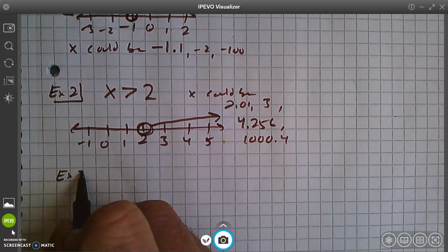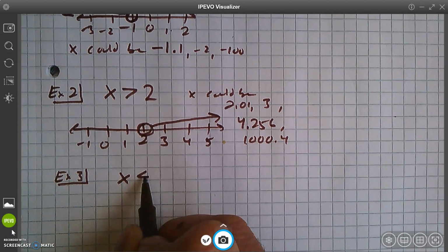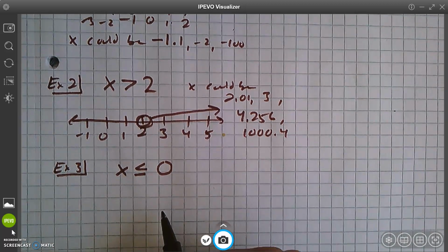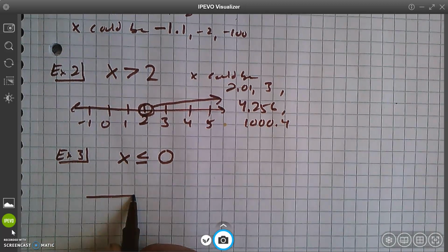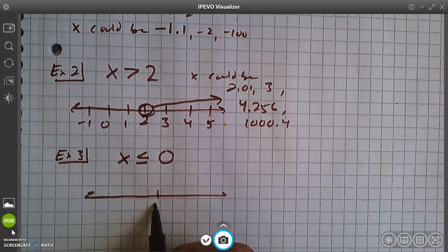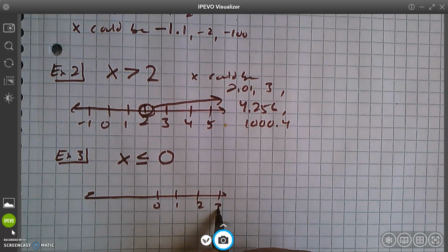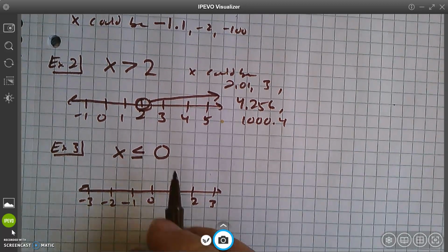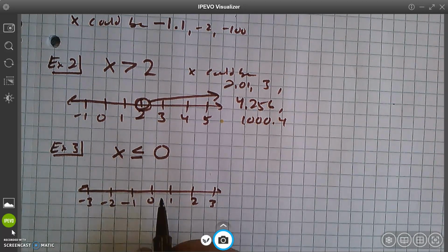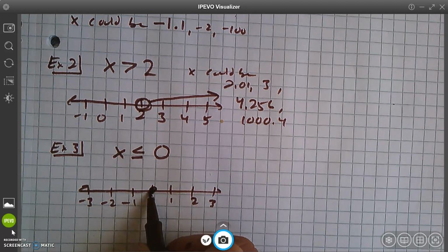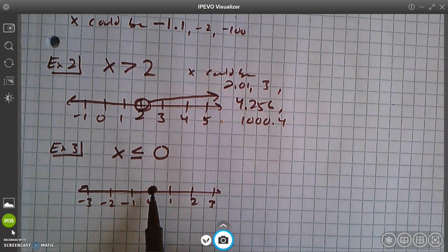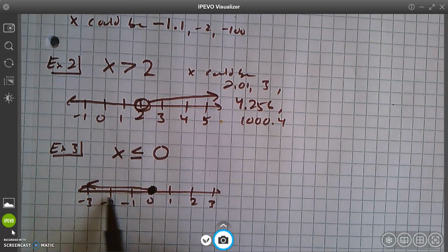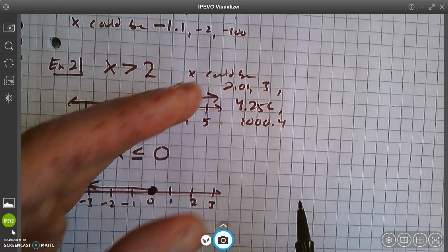All right, example 3. X is less than or equal to, let's put 0 there. So 0 in the middle. 1, 2, 3, -1, -2, -3. Boom. Okay. Less than or equal to 0. All right, so it's equal to 0, so I can put a closed circle there, and anything less is to the left. So these are all the numbers that are less, because left hand is less than.